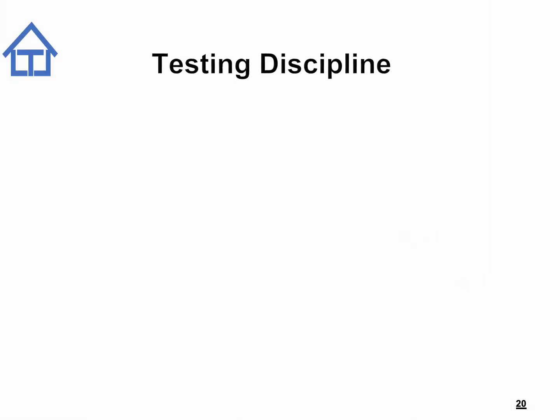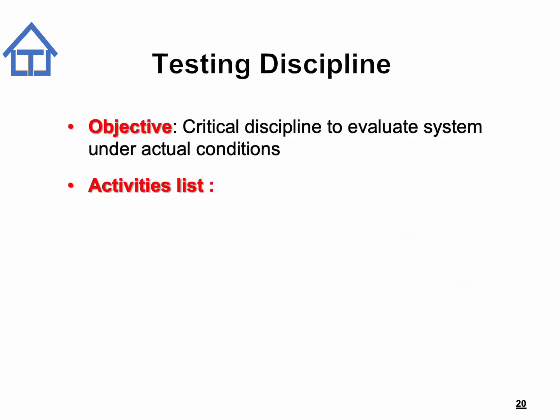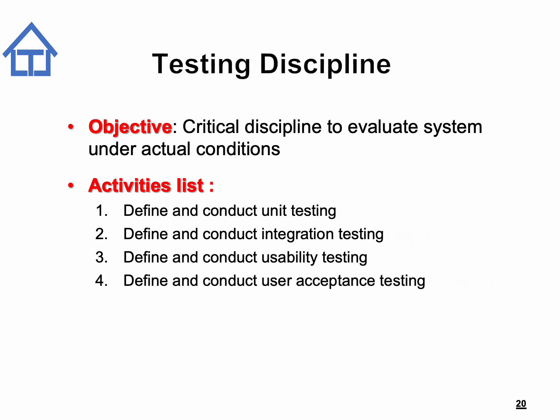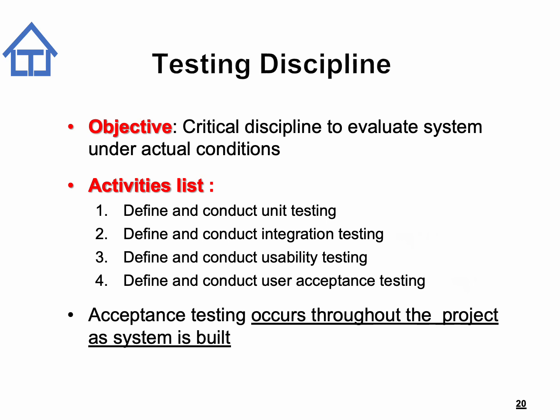The testing discipline. This is a critical discipline to evaluate the system under actual conditions. The activities in this discipline are define and conduct unit testing, define and conduct integration testing, define and conduct usability testing, define and conduct user acceptance testing. One thing to note is that acceptance testing occurs throughout the project as the system is being built.